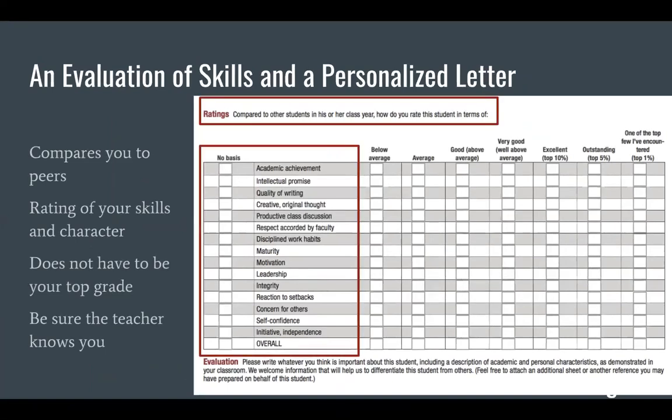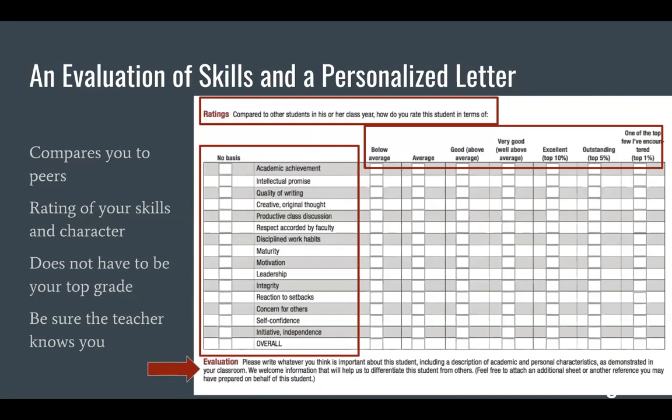I think it's really important that students think about this when they're choosing who to ask. I actually showed this to a student today, and she looked at this top box: ratings compared to other students in his or her class year. So the whole form is set up to rate you against your peers, which should not necessarily freak you out at all. The teachers are usually really nice about it. But that's what they're asking in terms of how you operate in the classroom.